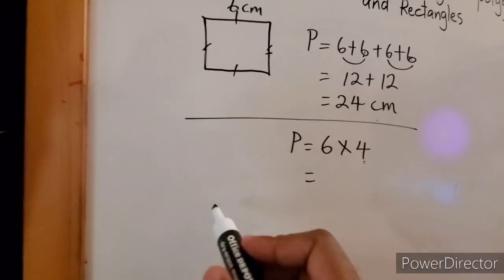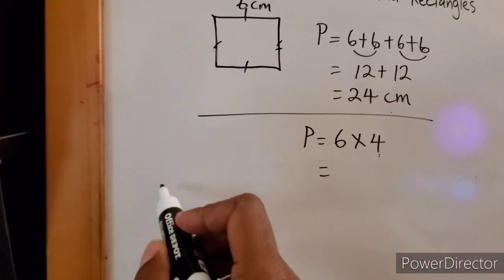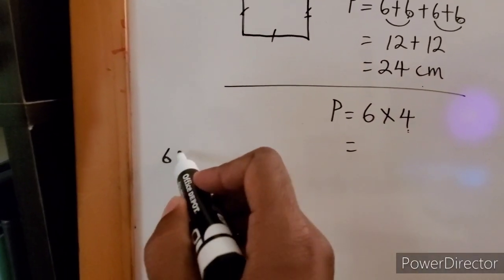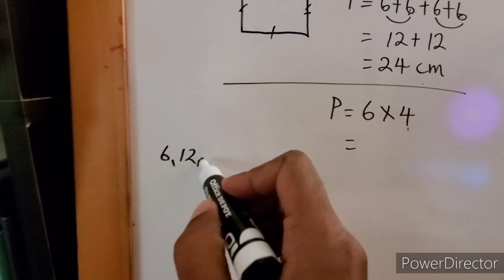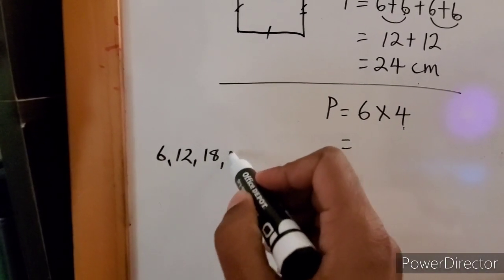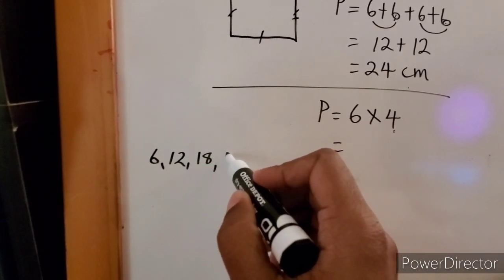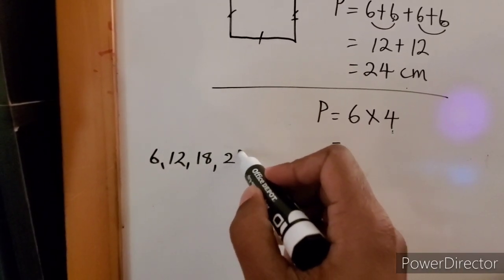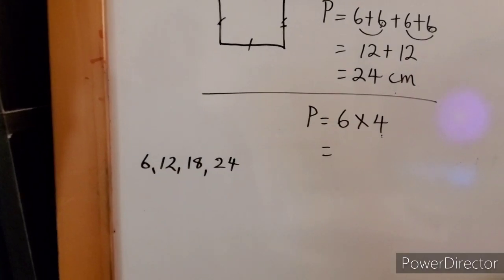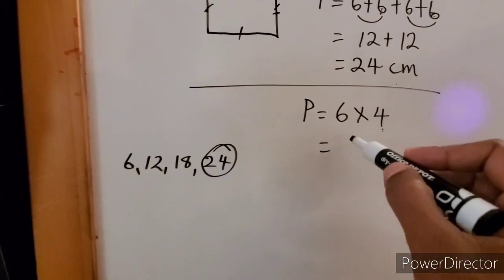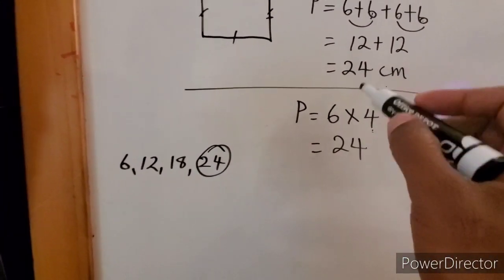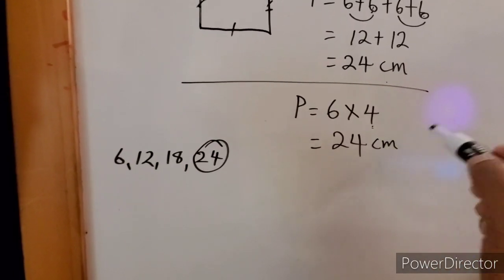Let's do our skip counting on our fingers and on the board. 6 1s is 6, 6 2s is 12, 6 3s is 18, 6 4s is 24. Okay, so 6 4s is 24, and remember your unit is in centimeters.